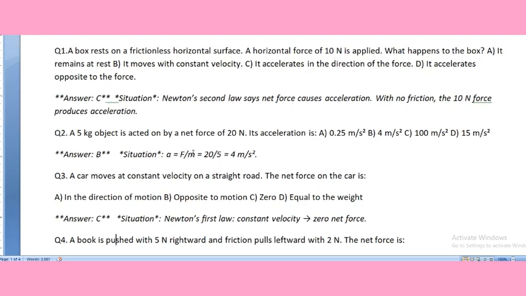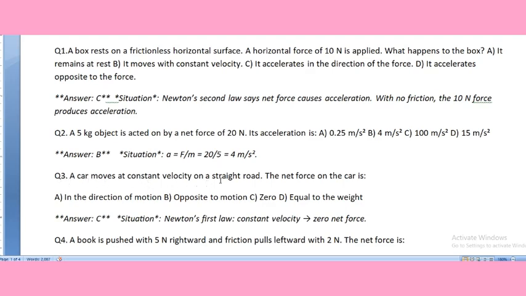B says that acceleration is equal to net force over mass of the object, which is equal to 20 Newton over 5 kilogram, which is equal to 4 meter per second squared. So the correct answer is B.